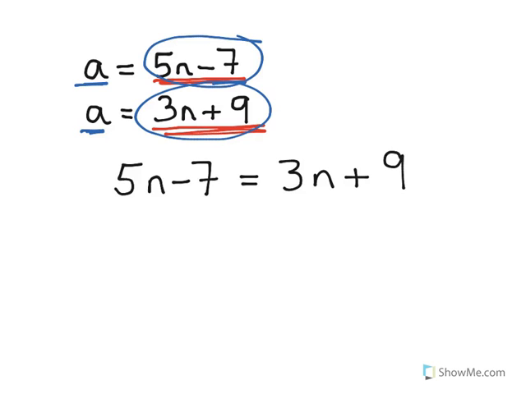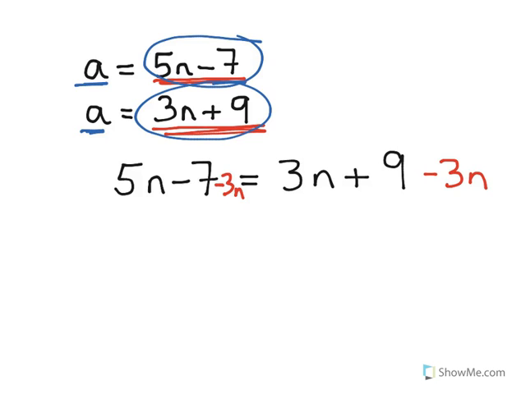What do we do now? Well, in algebra, we always want all our n's on one side of the equal sign and all our numbers on the other. So the first thing I would do here is try and get rid of my 3n that's on the right-hand side, by taking away 3n from the right-hand side of the equation. If I do that to the right-hand side of the equation, I of course have to do the same thing to the left-hand side of the equation.